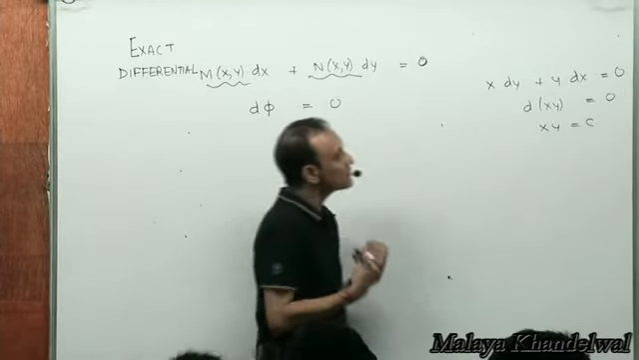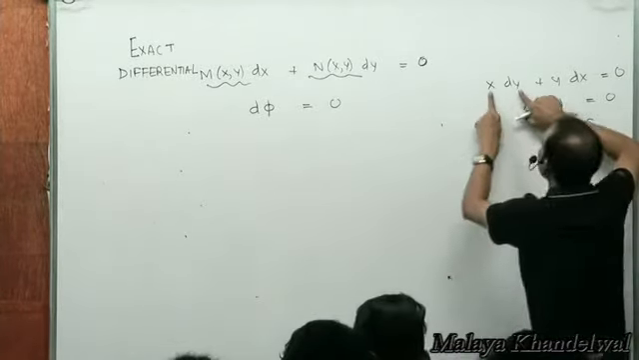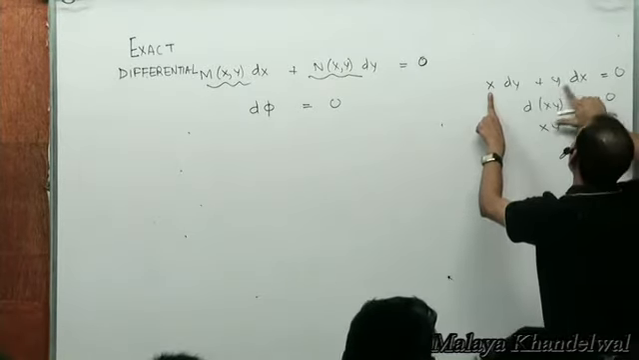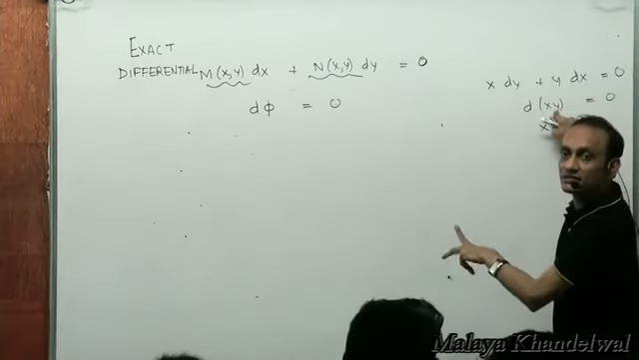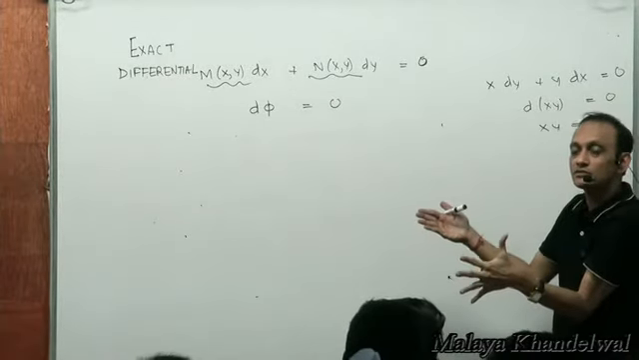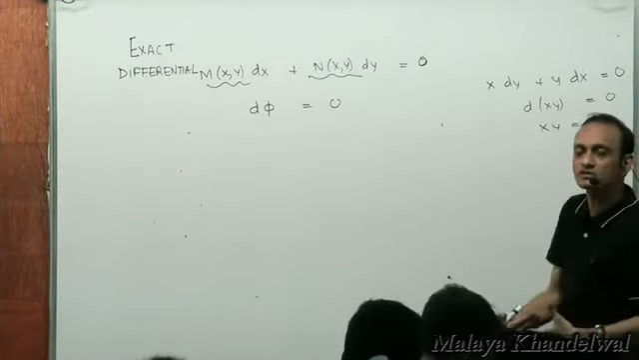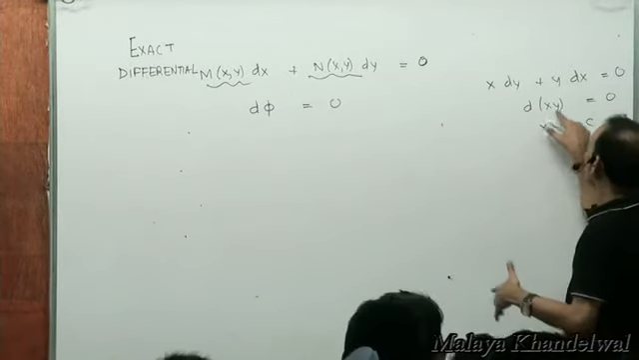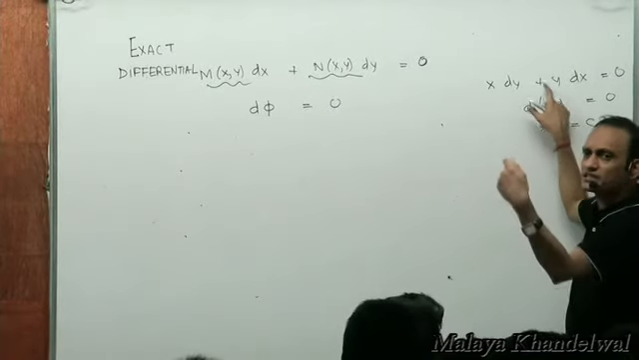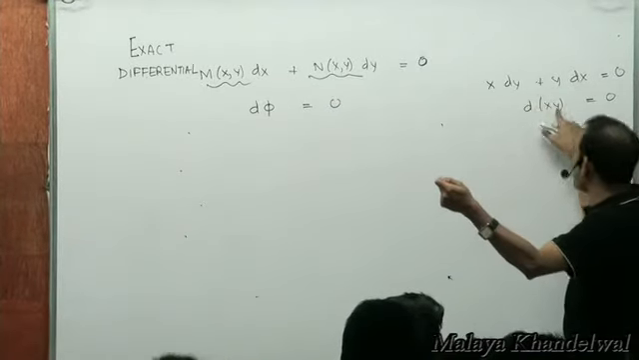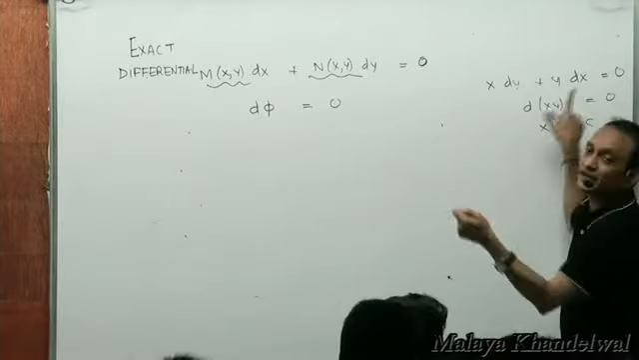What it means is, this is how you want to read this. X into a small change in y plus y into a small change in x is a very small change in xy. This is what it means. D is an infinitesimally small change. So if you have two variables and you have changed x by a small amount dx and y by a small amount dy, then xy changes by an amount x dy plus y dx. This is what it means.